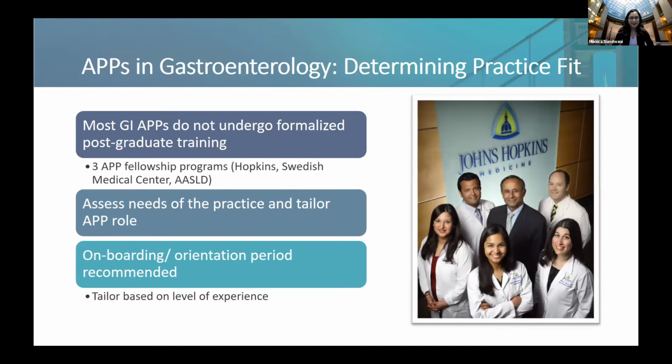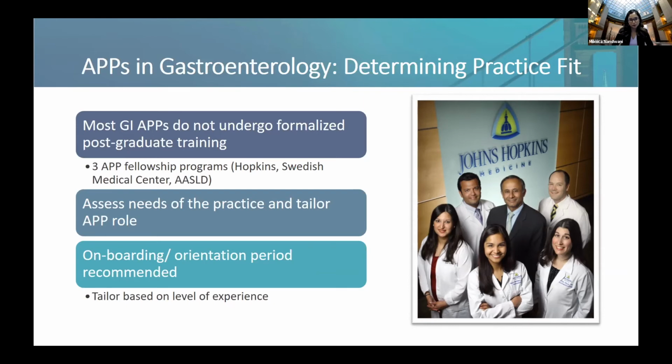One thing I did want to talk about is, if you're thinking of adding an APP, or if you already have an APP, one of the important things is determining practice fit. I will say that most GI APPs do not undergo formalized postgraduate training, and most of the learning is on the job. There are 3 APP fellowships that I'm aware of. The one at Hopkins, which I completed, and I believe there's one at Swedish Medical Center, and AASLD has a hepatology fellowship as well.